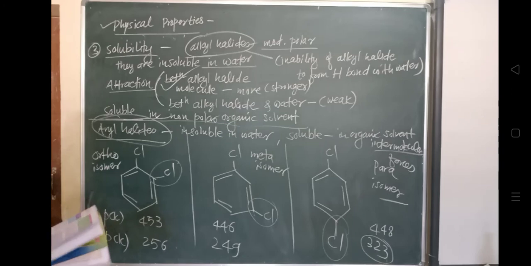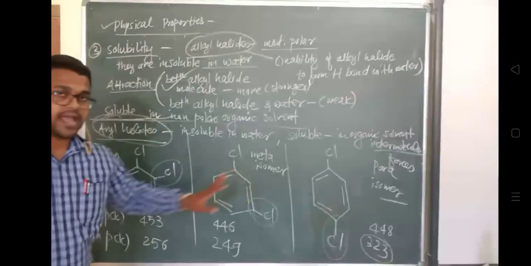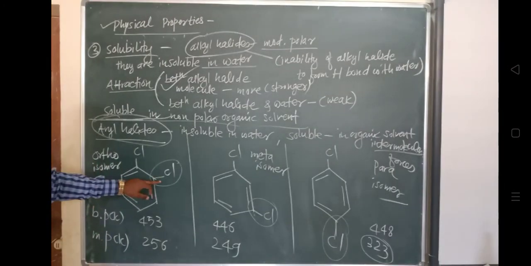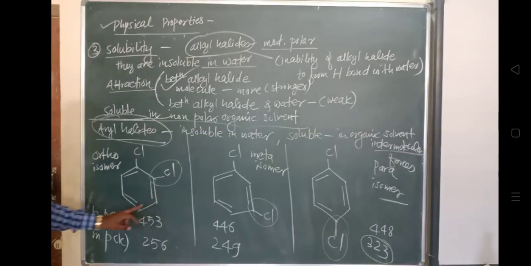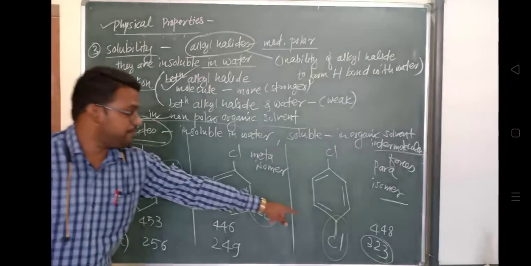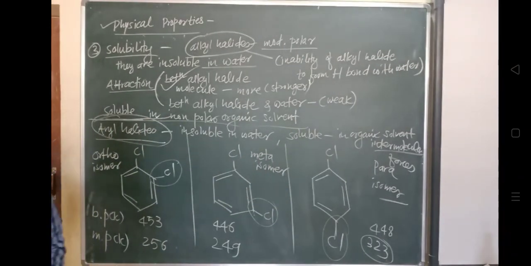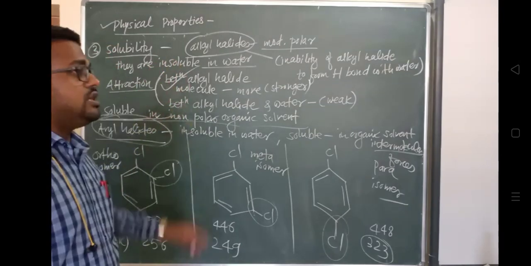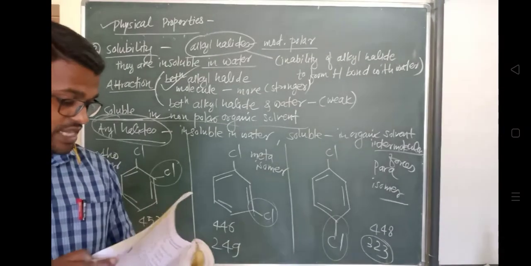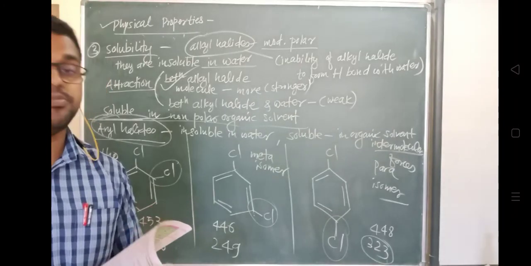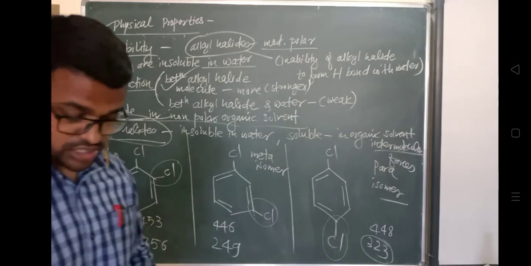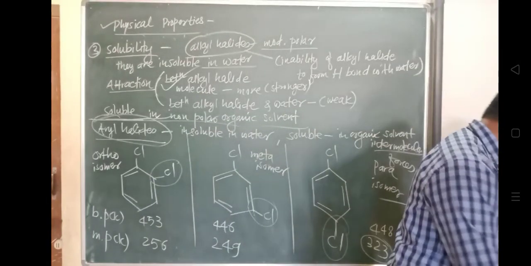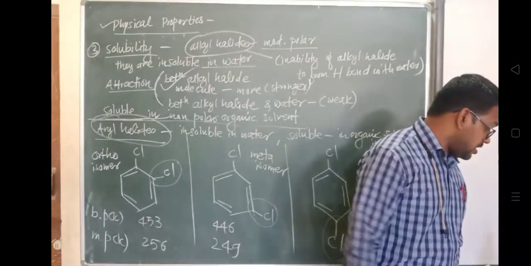Okay, so these are the boiling points as well as melting points mentioned for ortho, meta and para isomers of this aryl halide. आप देखो, this is called the ortho position, and this is called the ortho position, this and this is called the meta position, and this is called the para position. So this is about the physical properties of these alkyl and aryl halides. Okay, in the next lecture we'll see optical isomerism, how isomerism occurs in halogen derivatives, and what the different structures are.